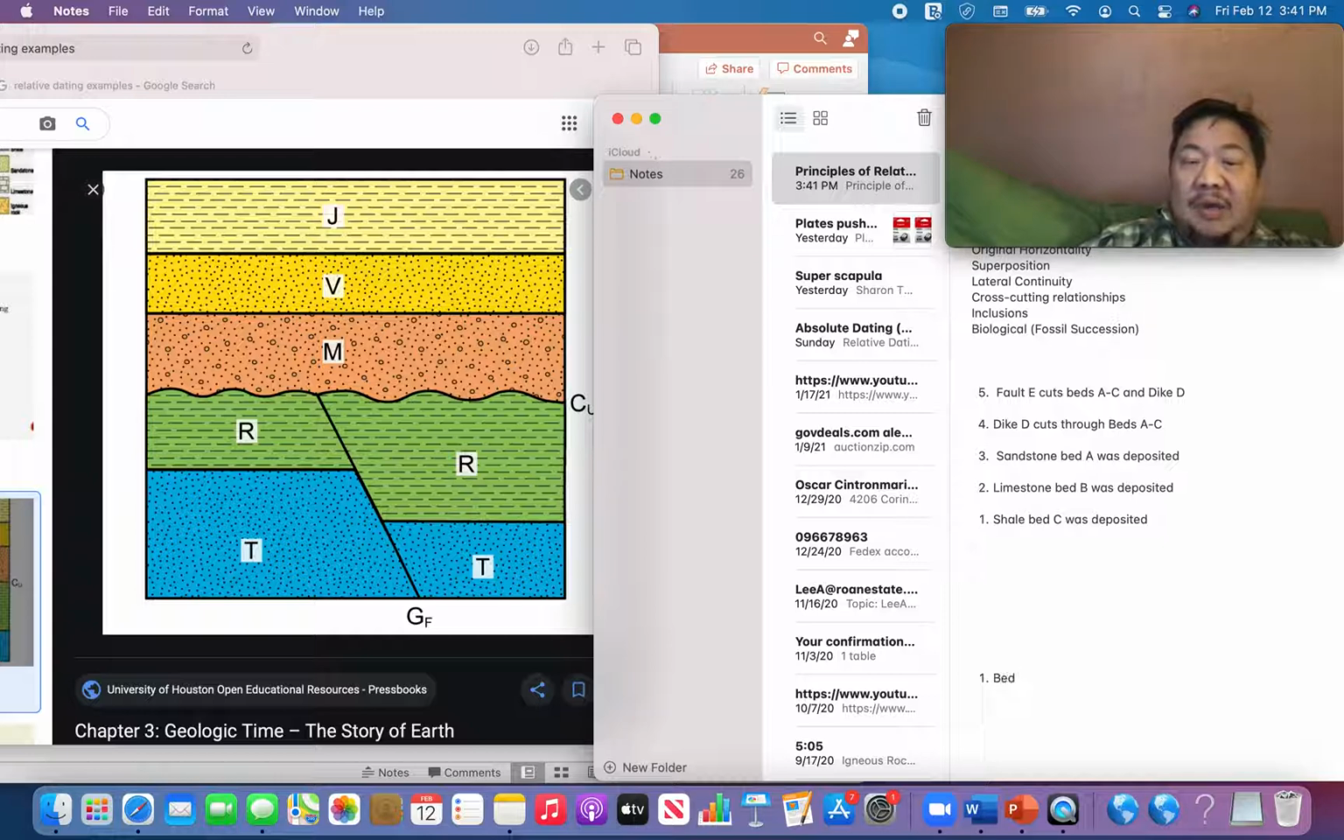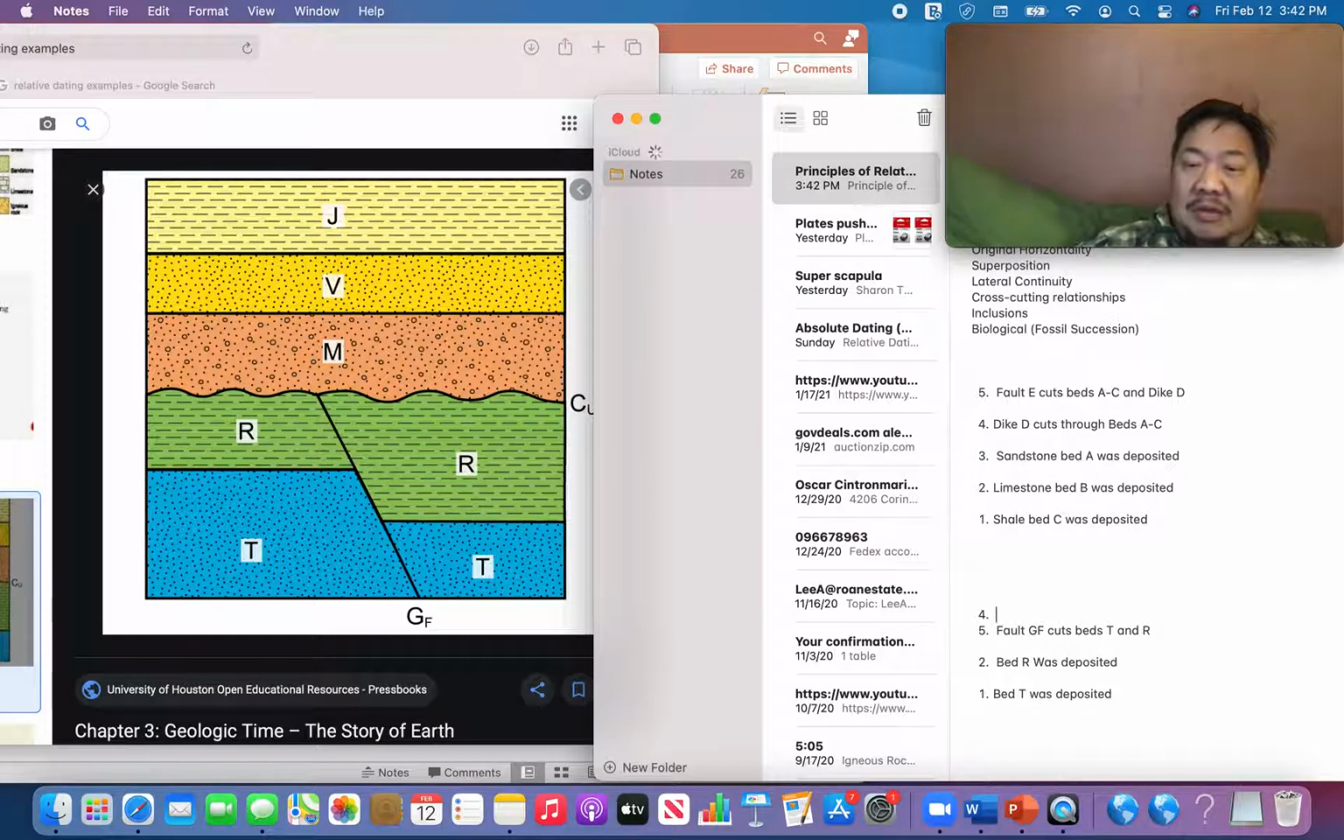Bed T was deposited. All right? Now tell me what happened next. Bed R was deposited. Then what happened? Fault GF cuts beds T and R. Right? Then what happened?